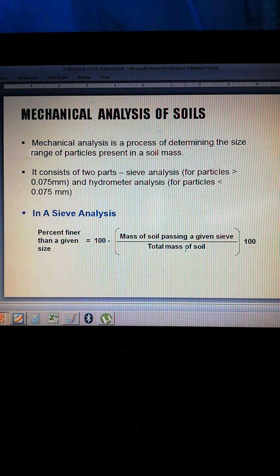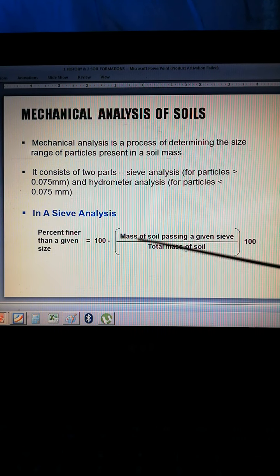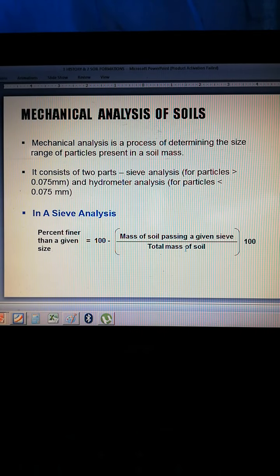But the total weight of it, all of it in its original weight, that's 100%. Then when you sieve it, some of it will pass through, some of it will be retained in the sieve. The portion that passed through, you have to weigh that, then divide that by the original mass of your soil.